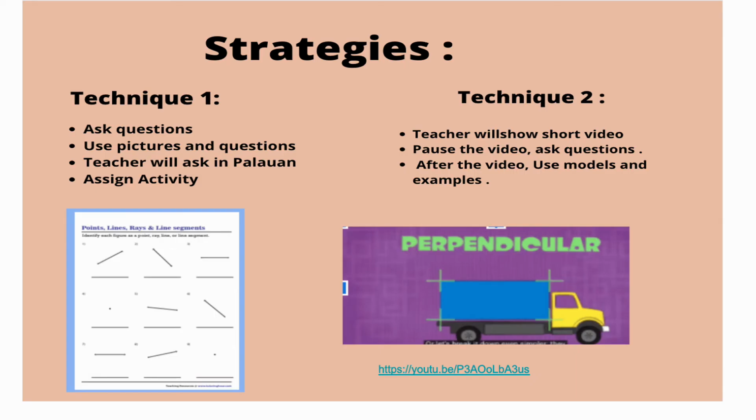For Technique 1, the teacher will ask questions related to the video clip they watched during warm-up. Video clip about points, lines, line segments, and rays. Use pictures and drawings to enhance their knowledge. Teacher will explain in Palauan and pause to ask questions that relate to the lesson in the clip. Accommodations for slow learners: assign the students to do the following activity.